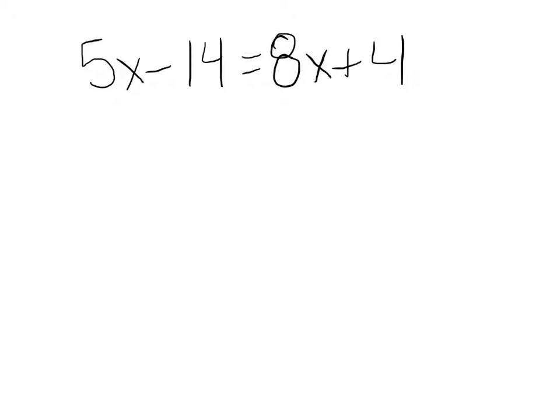All right, so here's the next variables on both sides equation we're going to look at, and we're going to use the same steps we did on the previous example. We're going to start by drawing our line down the equal sign. Now, our goal is to get all of our x's or all of our variables on the same side of the equal sign. So I have 5x over here and I have 8x over there. Now, it doesn't matter which side you choose to put everything on, but you just need to make sure you're consistent. So, just for fun, let's move from the left-hand side to the right-hand side this time.